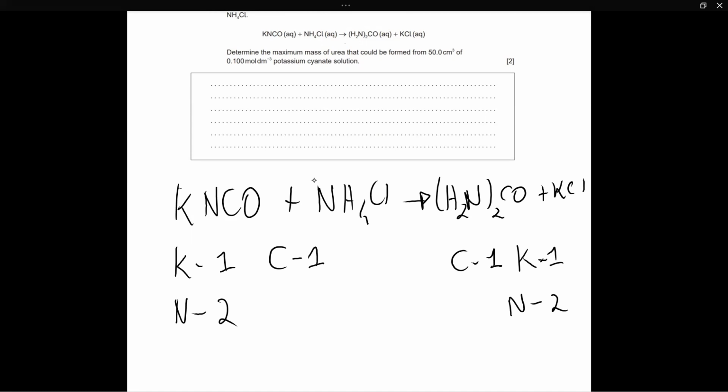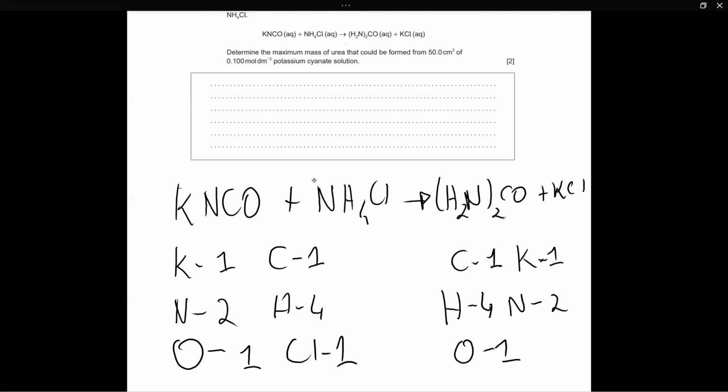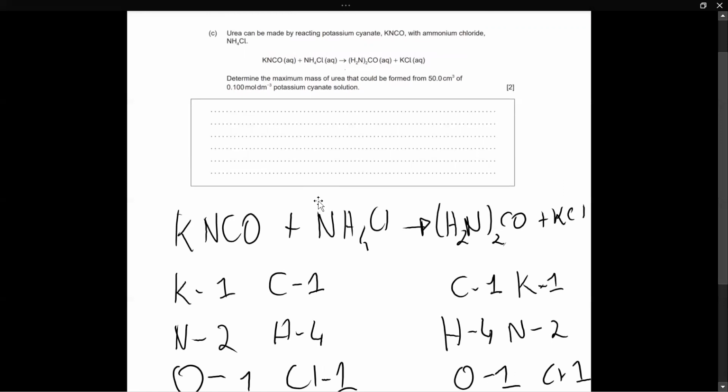What about hydrogen? How many hydrogens do we have? On the reactants side, we have 4 hydrogens. And on the products side, we also have 4 hydrogens because it's H2 times 2, as there's 2 H2. So we have 4 hydrogens. And last but not least, we have oxygen and chlorine as well. So how many oxygens do we have? We have 1 oxygen and we have 1 oxygen here as well. And last but not least, we have chlorine. We have 1 chlorine on the reactant side and 1 chlorine on the product side. All right, so we checked it. It's balanced. Now we can go ahead with the question.